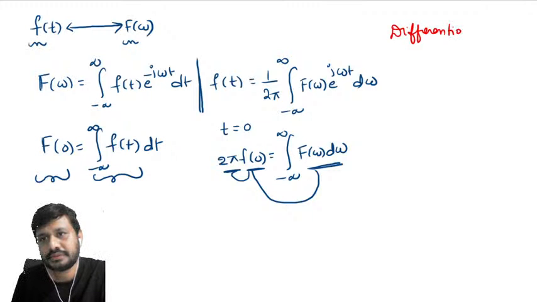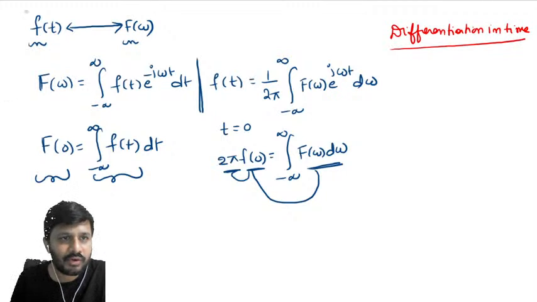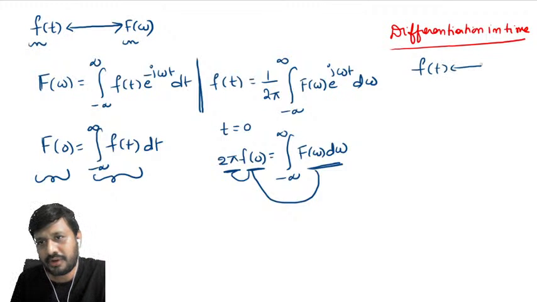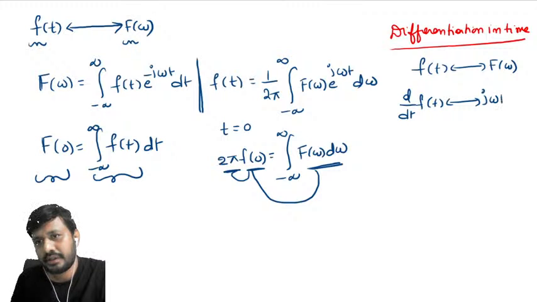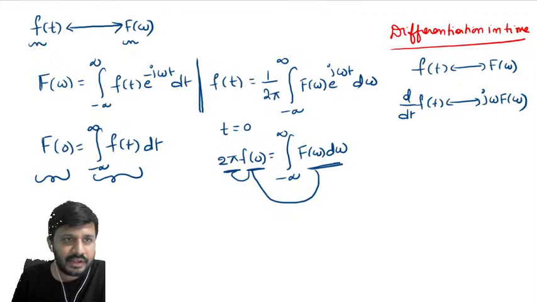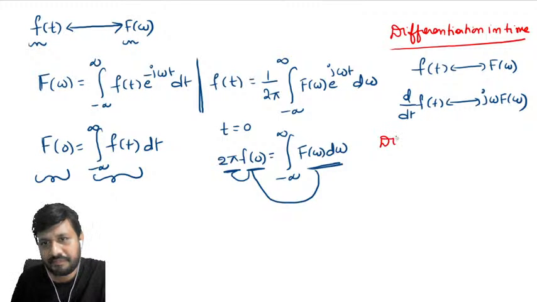Differentiation in time. First of all, we are collecting all the basics required. If f of t forms a Fourier transform pair with F of omega, then d by dt of f of t forms a Fourier transform pair with j omega F of omega. Right? This is required.